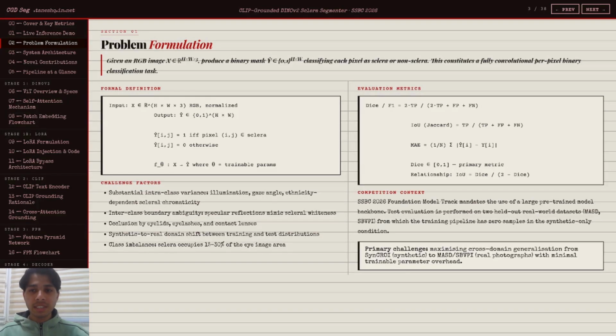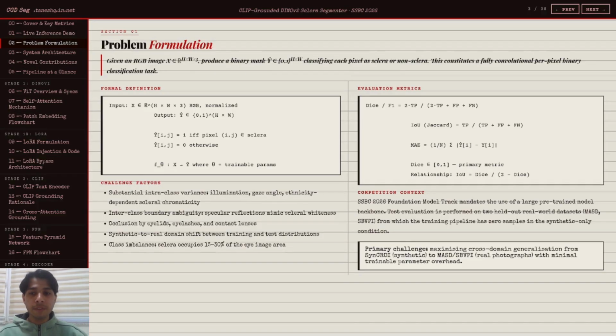Technically, what we are asking the computer to do is look at every single pixel in an image and answer a yes or no question. Is this pixel part of the sclera or not? That's called binary semantic segmentation. The challenge list on the right is why this is hard in practice. Lighting changes, the eye looks different depending on gaze angle, eyelashes occlude parts of the sclera.